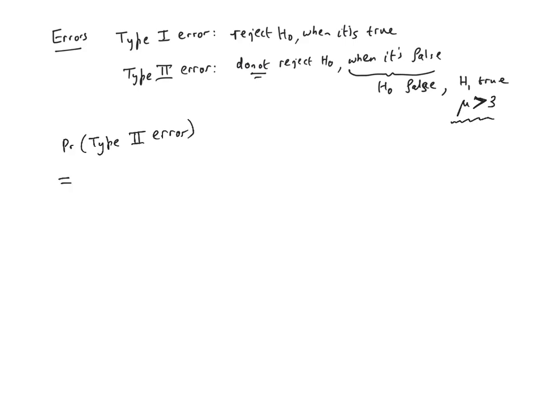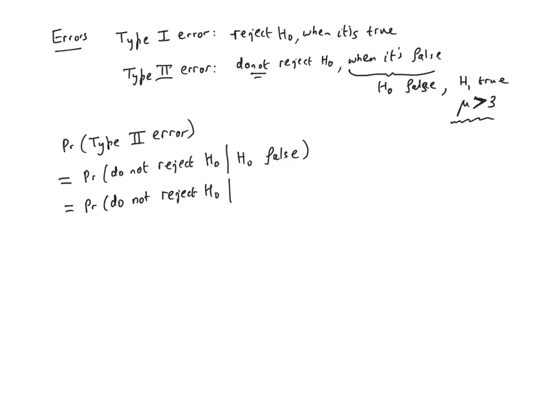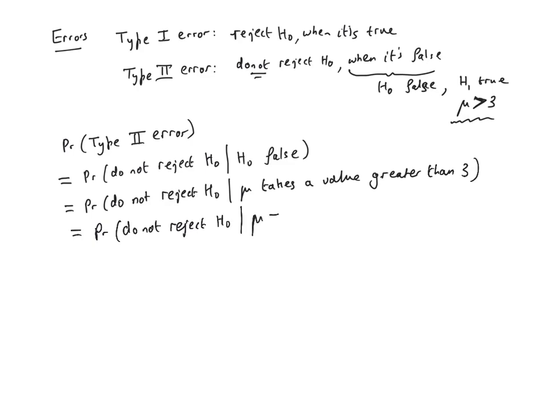So the probability of type 2 error, the probability that we make this different error, is the probability that we do not reject h0, given that h0 is false. So that's the probability that we do not reject h0, given that, well, how can h0 be false? Mu takes a value greater than 3. So to write that in a slightly shorter way, that's the probability we do not reject h naught given mu equals mu1, where mu1 is greater than 3.